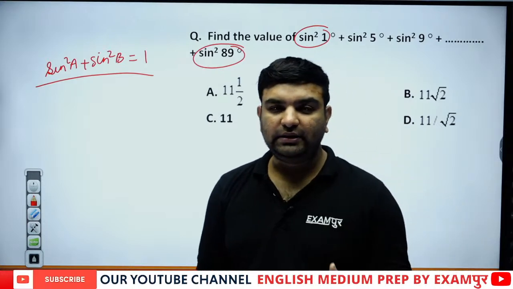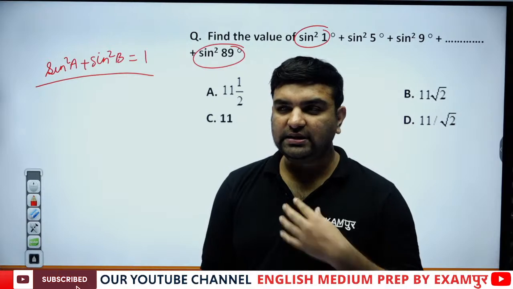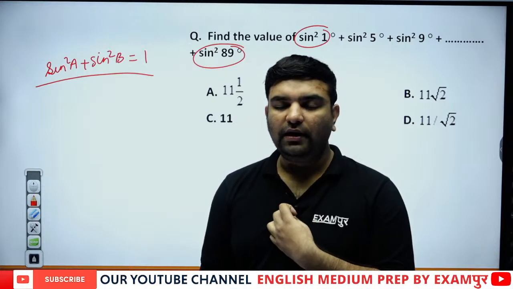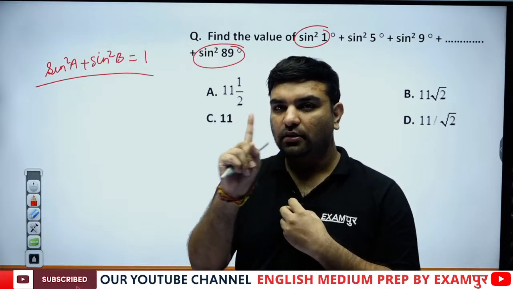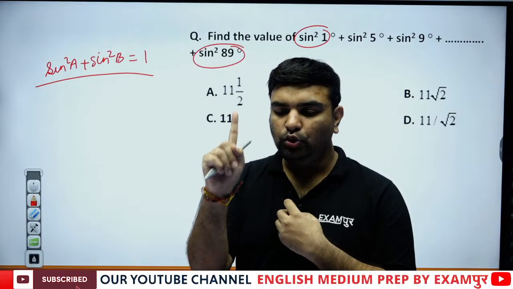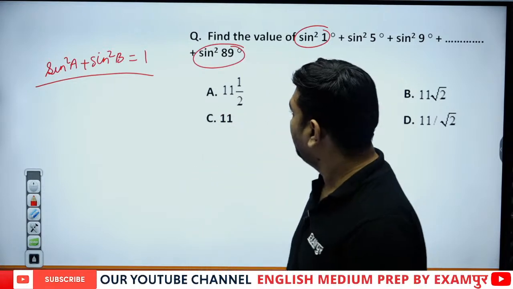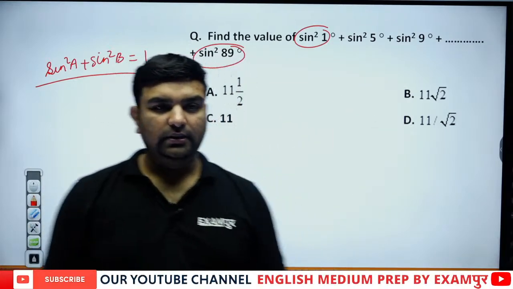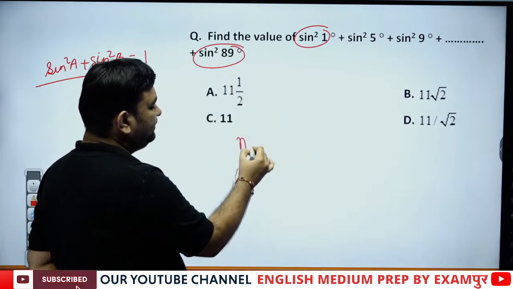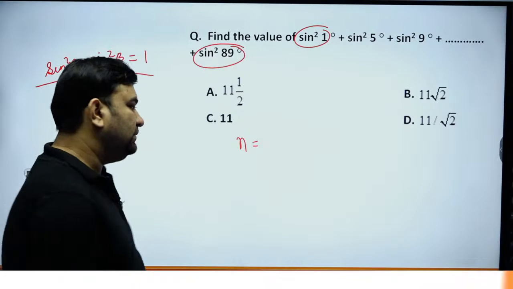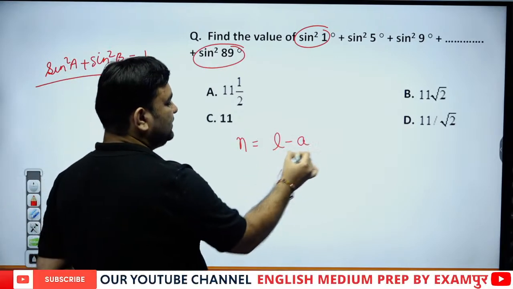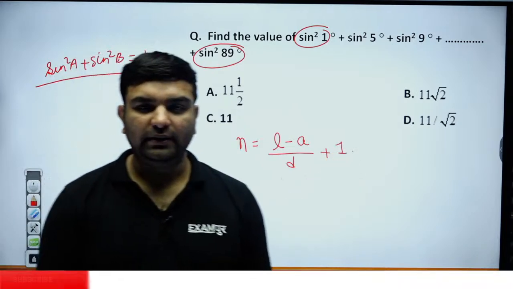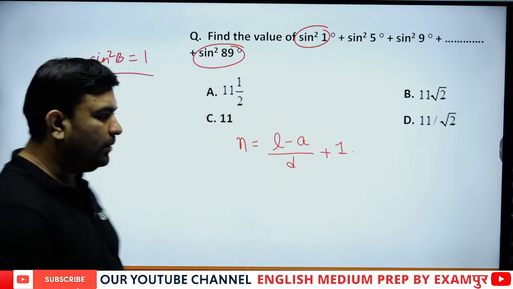So now the task is only calculating the number of terms, because we already know that from two terms one is going to form. So now we want to know how many terms there are. For this we will use the AP formula: the number of terms is last minus first over common difference, plus 1.